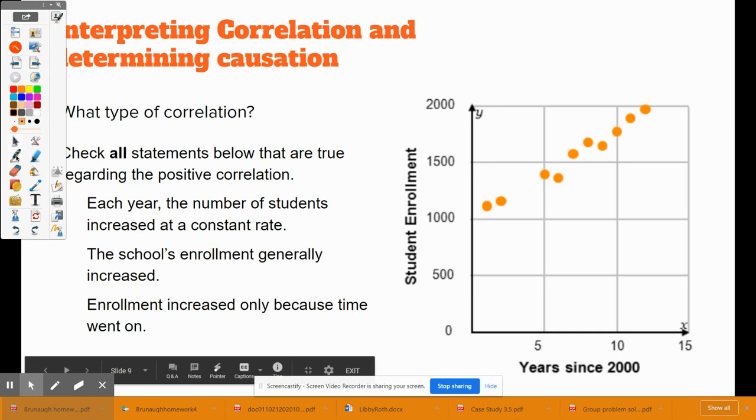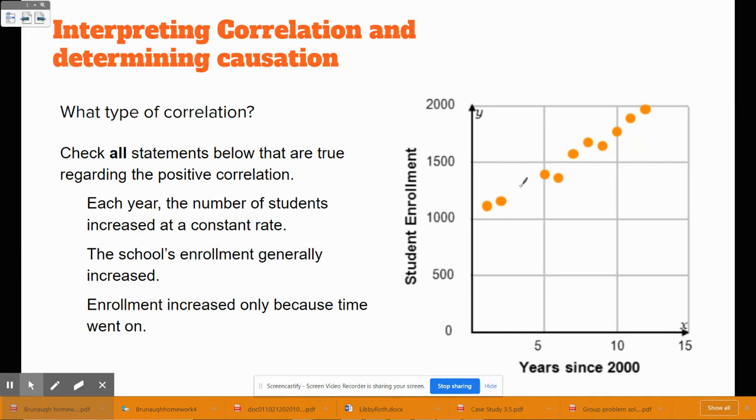So what type of correlation is this? Well, it looks like it's kind of a positive correlation, right? So let's see what we can say that's true about this graph. We have years since 2000 and student enrollment again. Each year, the number of students increases at a constant rate. If it's a constant rate, that means it has a slope, and it means that it is a linear function, straight linear. Does that look like it's happening from this year to this year? Did it go up at a constant rate? No, this is not it.